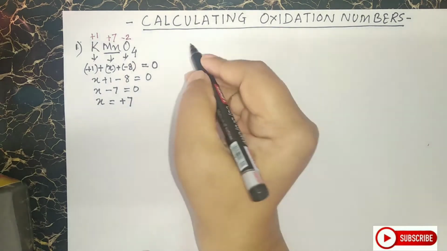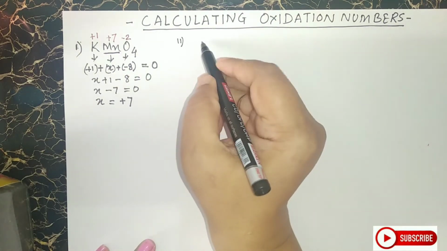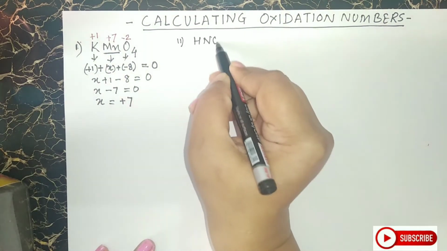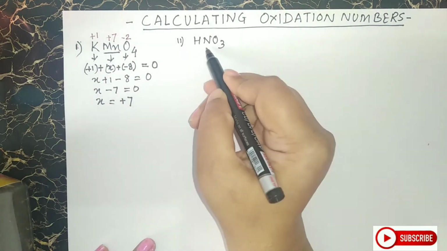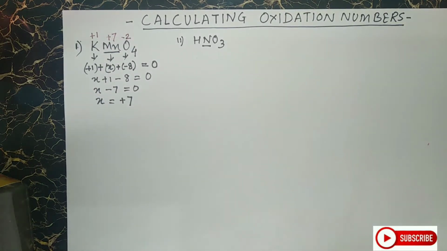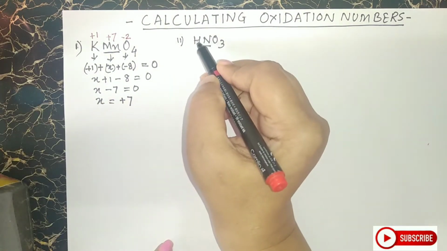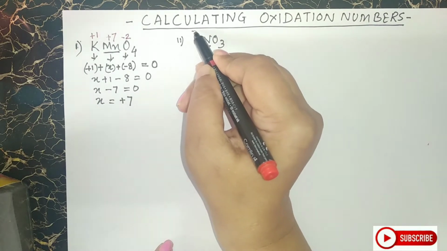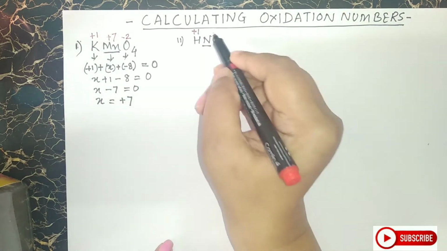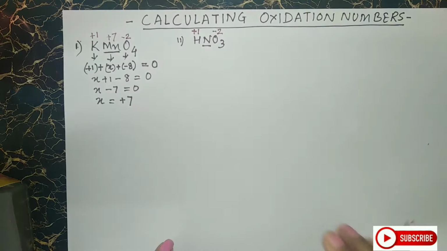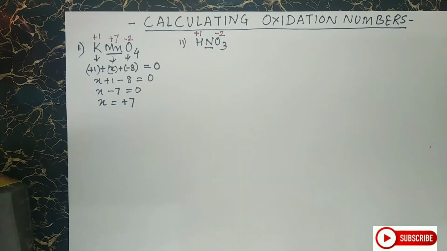Let us try the next example. Next, we will consider HNO3, and the oxidation state I am supposed to calculate is for nitrogen. So start assigning the oxidation numbers. Hydrogen is electropositive, so I will mark this as +1. Oxygen, as I said, is -2, and I will write on top as -2.